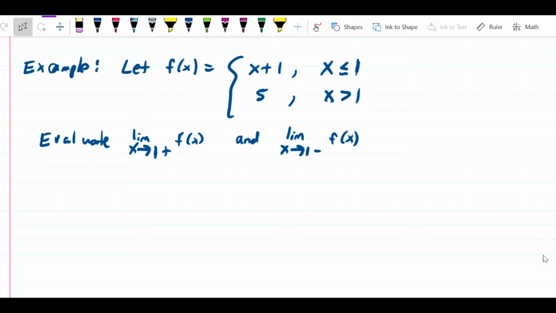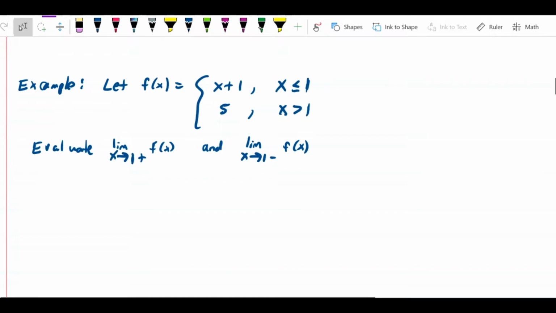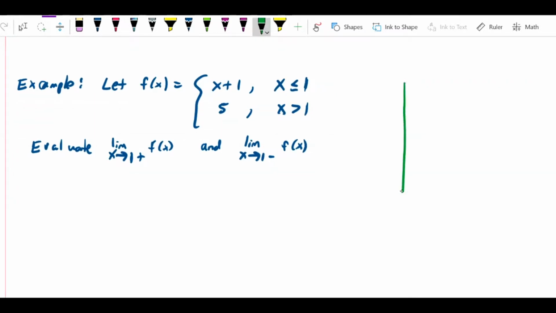So let's just graph the function quickly. Let's see, 1, 2, 3. We'll just put those in. So this function is x plus 1. There. It's the function x plus 1 for all values of x that are less than or equal to 1.